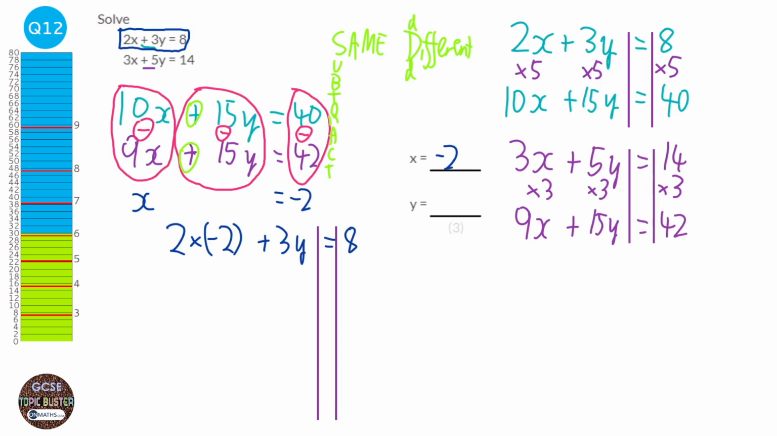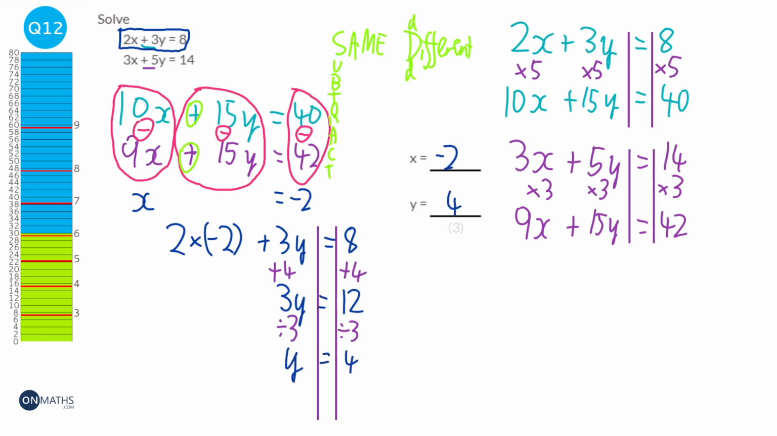So first thing we're going to do is take away the minus 4. We're going to add 4 both sides because we've got a minus 4 here. So we're going to add 4 to both sides. So we've got 3y equals 12. And then the next thing is we're going to divide by 3 both sides to get y equals. So y equals 4. And we can check that by substituting it into the second equation and doing 3 times minus 2 plus 5 times 4, and that does equal 14.